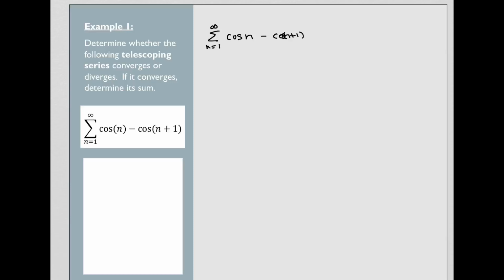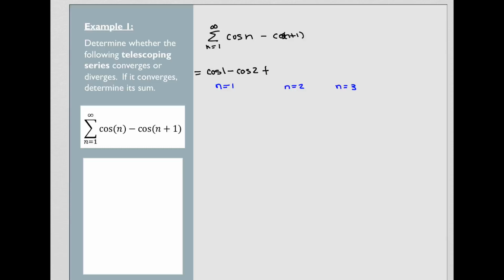Now let's list out some terms in this series. In other words, let me start by letting n be 1, and then I will look at n being 2, and then I will look at n being 3, and let's see what kind of pattern might develop. If I was to start listing out or expanding this infinite series, I would get the cosine of 1 minus the cosine of 2. That would be my first term.